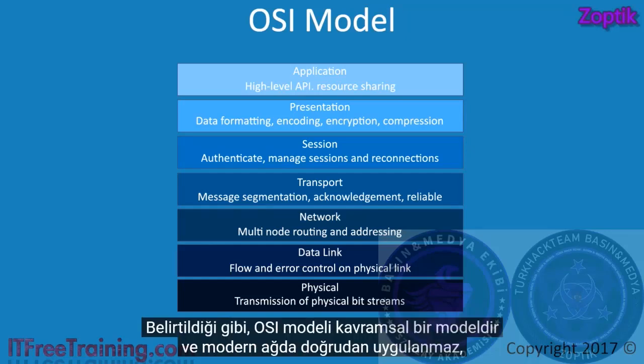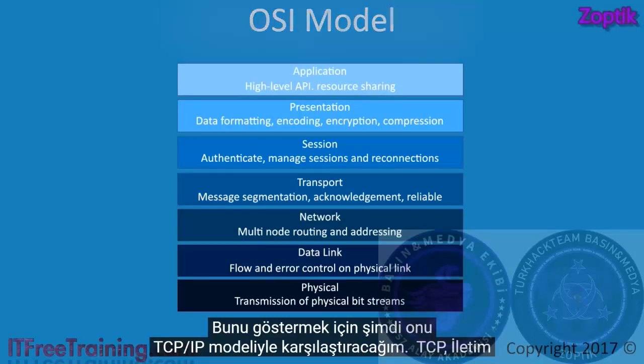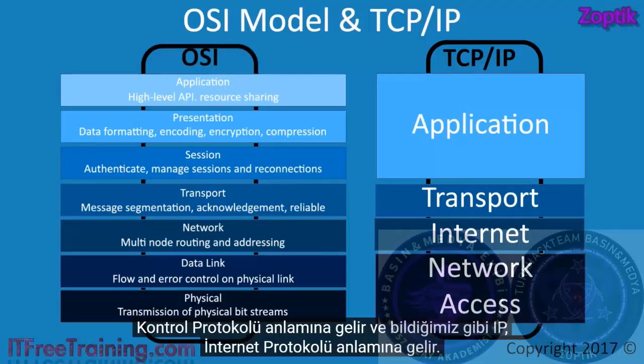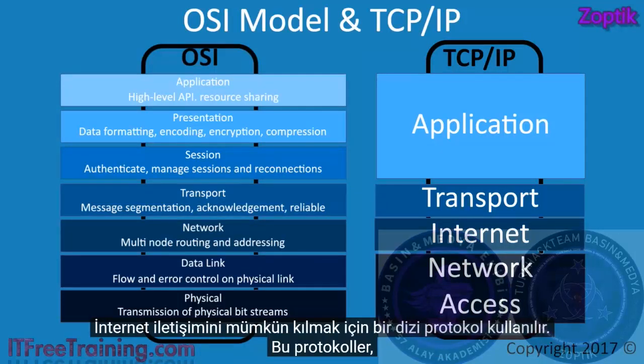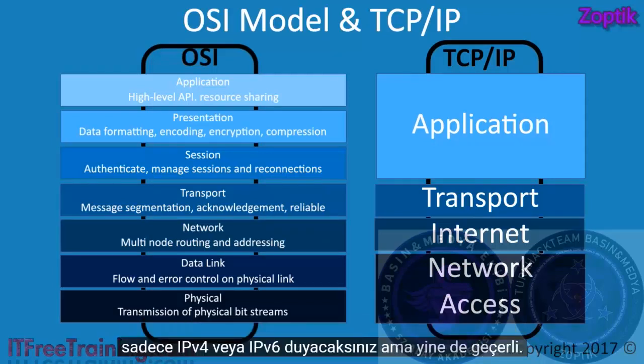As stated, the OSI model is a conceptual model and not directly implemented in modern networking, but it is referenced from time to time. To demonstrate this, I will now compare it to the TCP model. TCP stands for Transmission Control Protocol, and IP, as we know, stands for Internet Protocol. A number of protocols are used to make Internet communication possible. These protocols are grouped together under the name TCP/IP. Nowadays, you don't hear this name so much. Generally, you will just hear IP4 or IP6, but it is still valid.